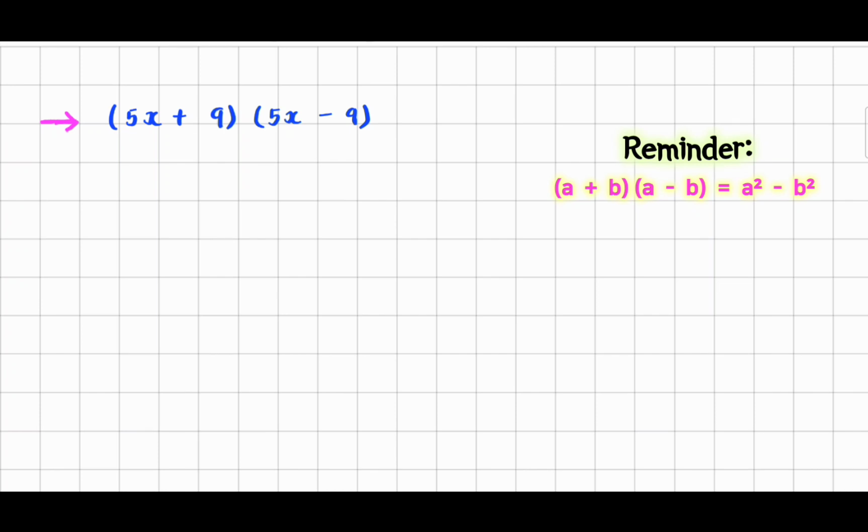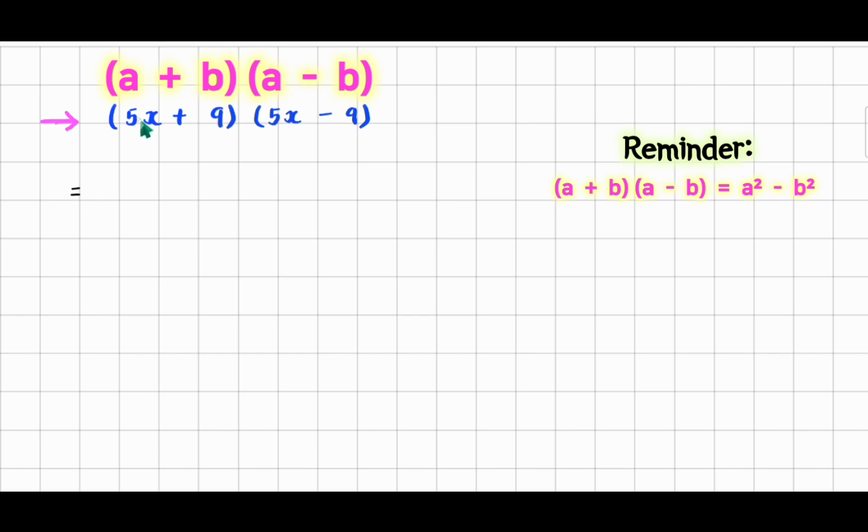So example number 1. You have got 5x plus 9 times 5x minus 9. We notice that this is a sum and difference pattern. A and B are the same. So all we have to do is multiply the first term in this group and the first term in that group, which gives us 5x the whole square.